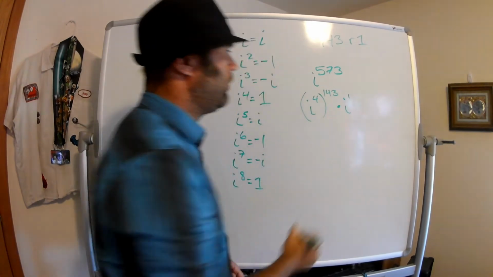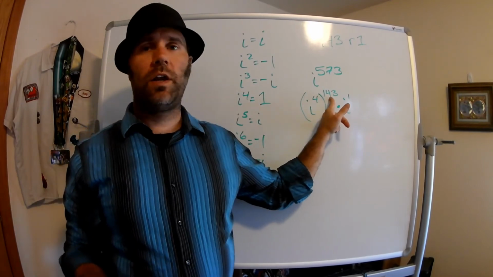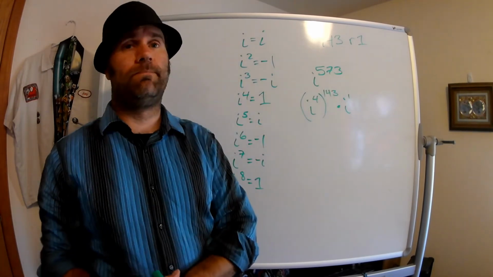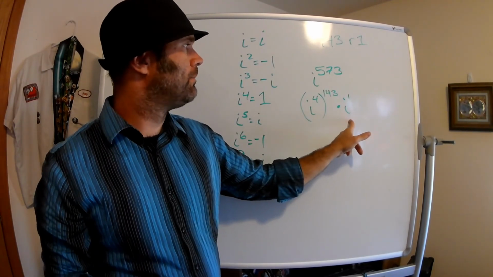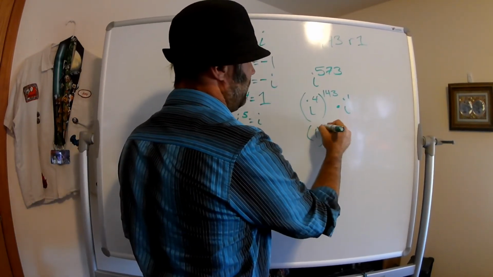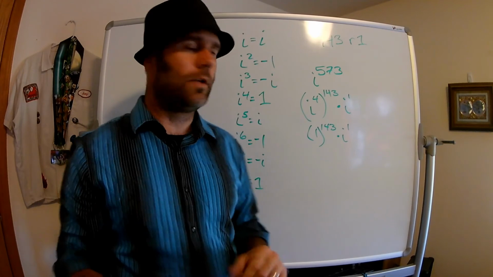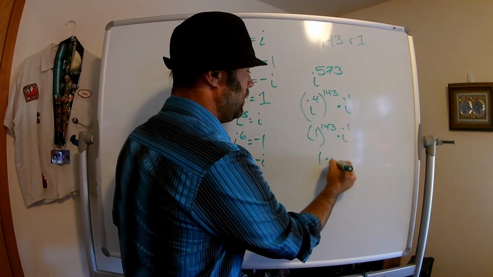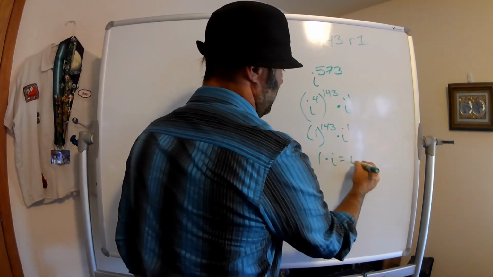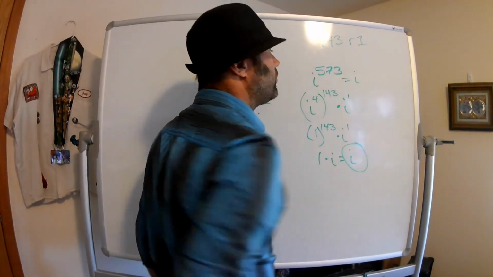We'll do it. Raised to the power of 1. Okay. So, I to the 4th raised to the power of 143 equals I to the 572. Because there was 1 remaining, I to the 1st. I to the 4th is just 1. 1 raised to any power is just 1. And I to the 1st is just I. So I to the 573 is just I.